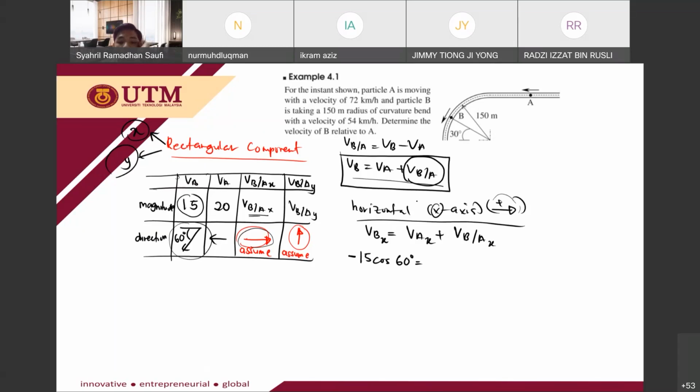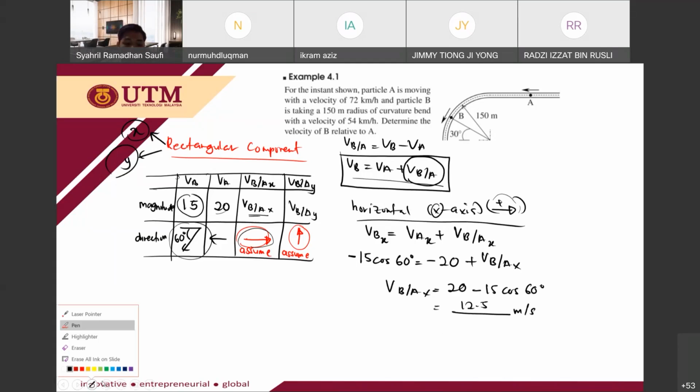VAX is 20 to the left, negative 20, plus VBAX, which is unknown. So your VBAX is equal to 20 minus negative 15 cos 60 degrees. Then you get your VBAX as 12.5 meters per second.